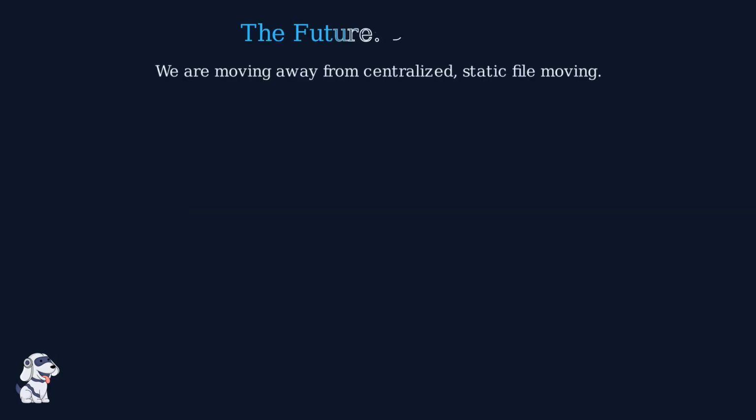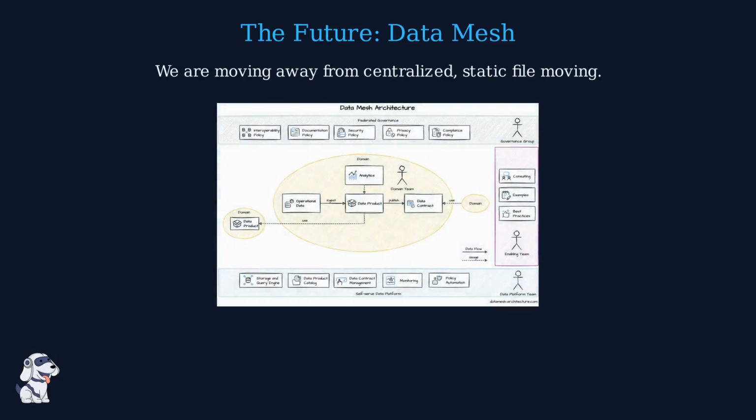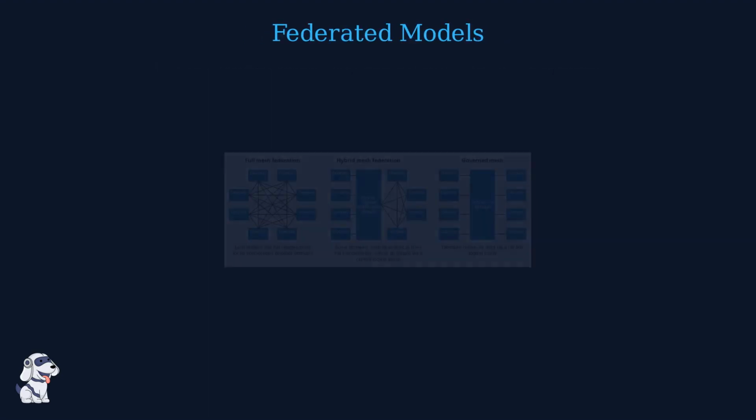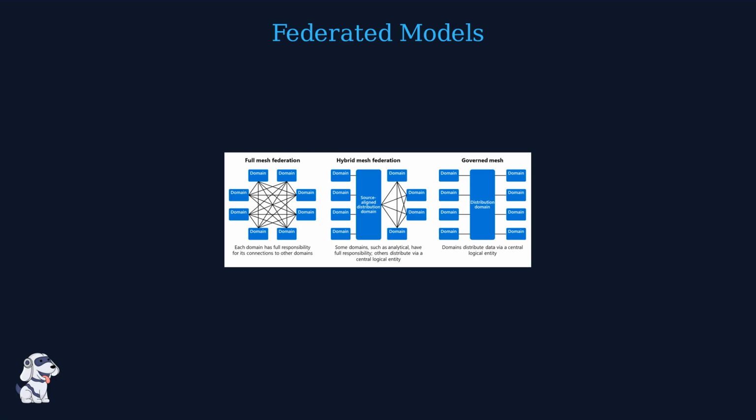The future of data management is the data mesh. Instead of pushing static files around, we create a decentralized architecture where data remains in its domain as a live asset. In a federated mesh, teams take ownership of their own data products. Snowflake sharing makes this possible by acting as the connective tissue, linking these domains securely without copying data.